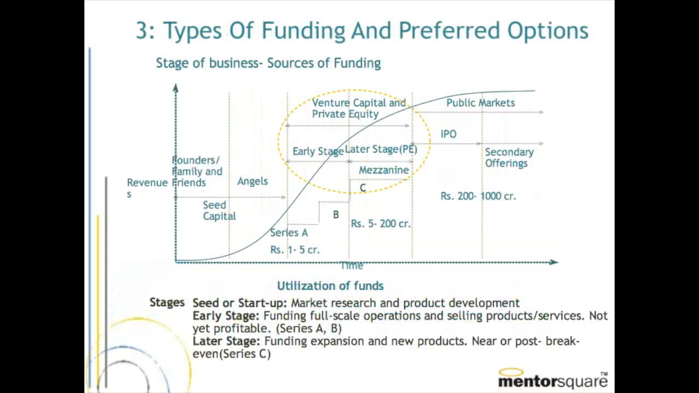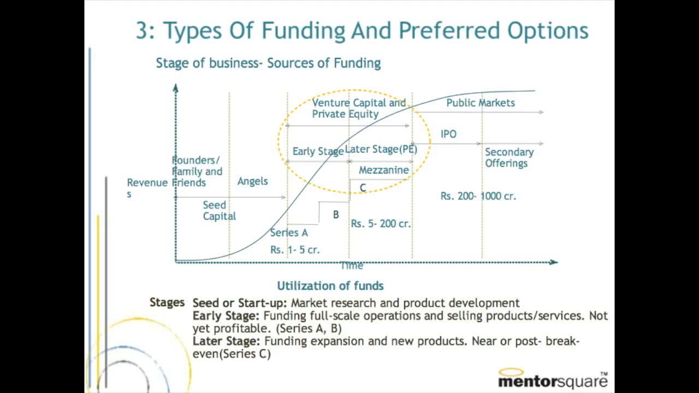So what are the types of funding which are typically available to early stage businesses, and what are the preferred options? So if you look at this, at stages of business, at the early stage or the idea or the prototype stage, you need seed capital, which is typically sourced from founders, family and friends and angels. At the next stage, you have Series E followed by Series A, typically 1 to 5 crores, Series B, and then Series C. Typically Series C ranges between 5 to 200 crores, and then subsequently you have the IPO, the public markets, the secondary offerings.